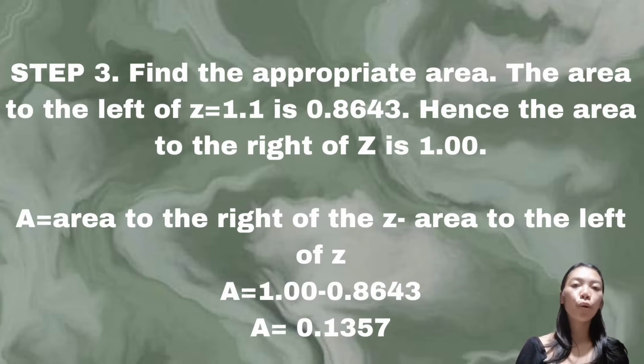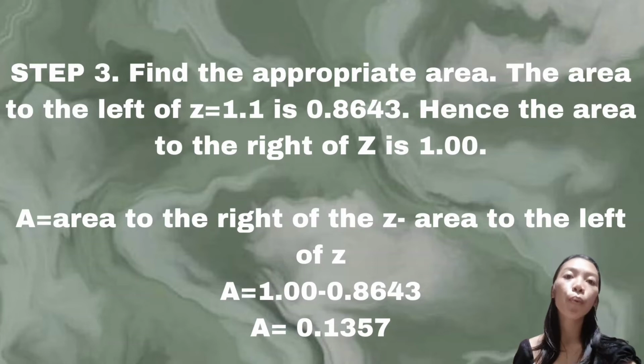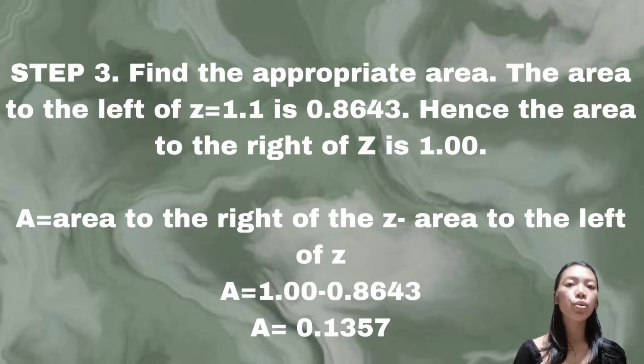Let us move forward to step 3. Find the appropriate area. So, the area to the left of z equals 1.1 is 0.8643. Hence, the area to the right of z equals 1.1 is 1.00 minus 0.8643 equals 0.1357. Remember, class, we need to use a z table to identify the area.